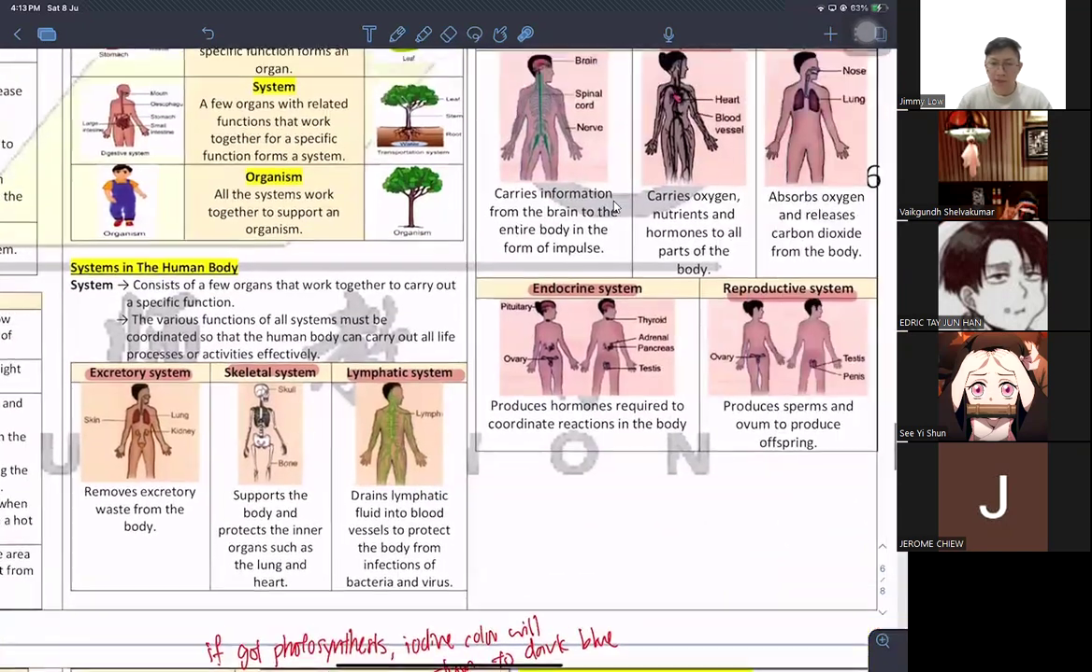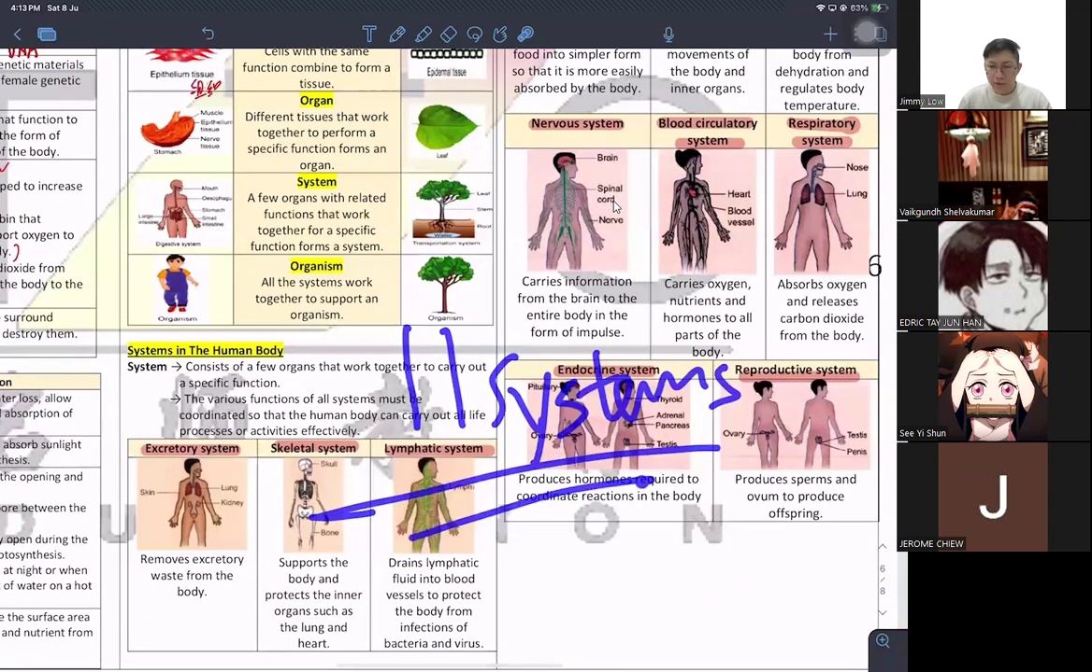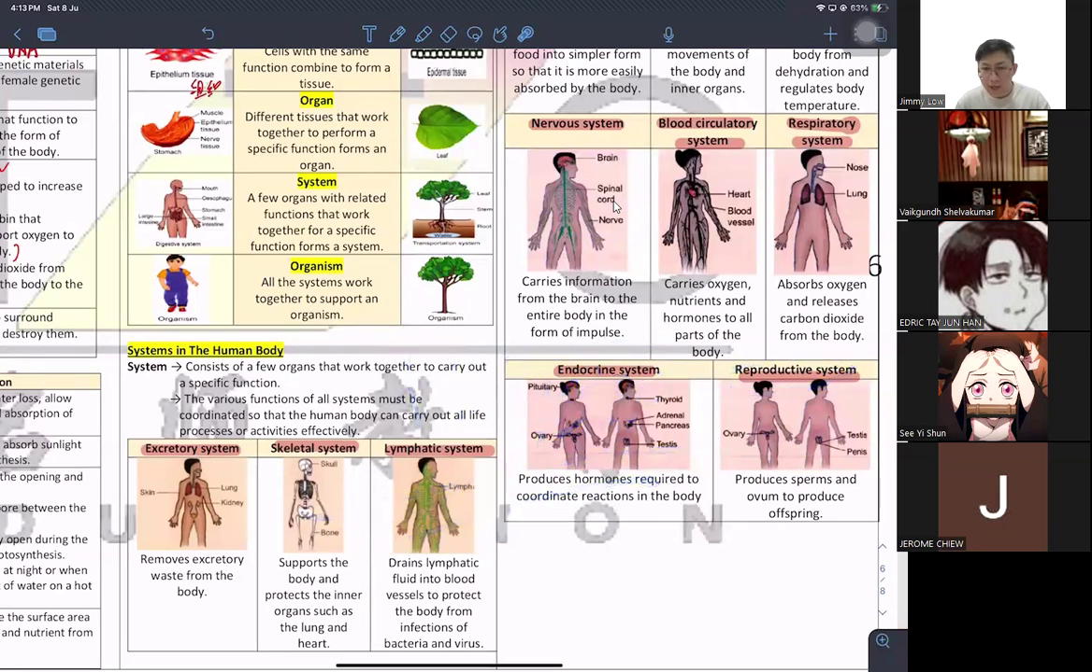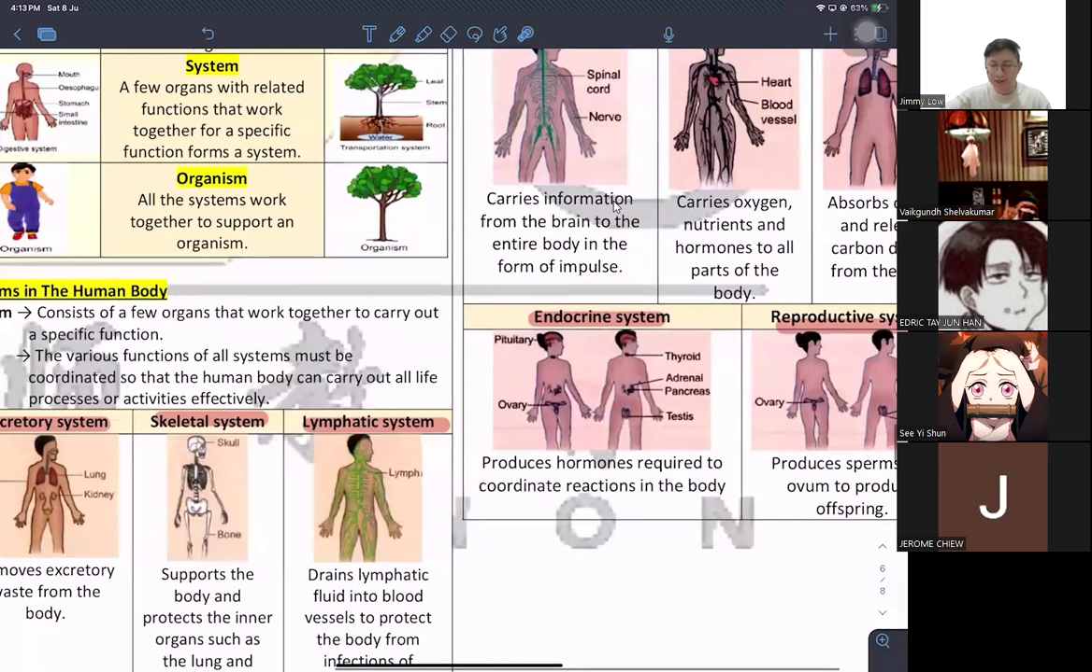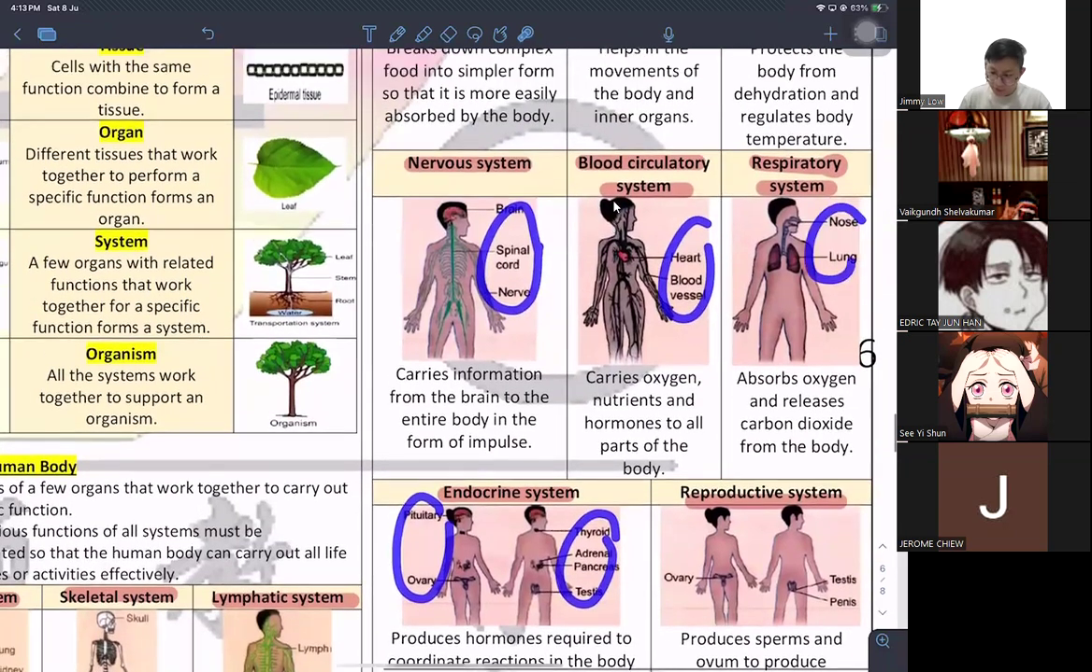Okay, systems in the human body. In this part, we have 11 systems. You have to memorize their names, 11 names here. And if it is possible for you, if you have sufficient memory in your brain, memorize all these names as well.